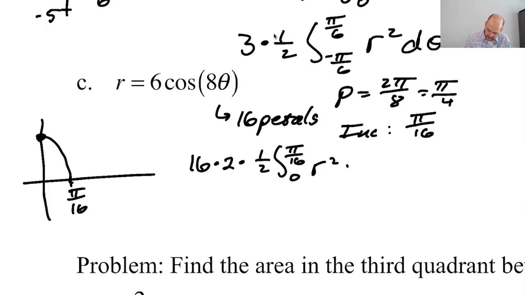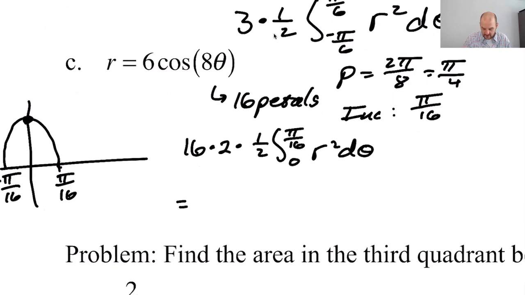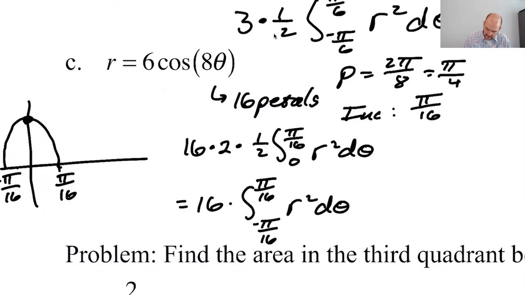And then my polar integral gives me the area. So that's one option. A second option would be to rewind to get here. This will give me a full petal, and there are 16 of them. 16 times the integral from negative pi over 16 to pi over 16 of r squared d theta.